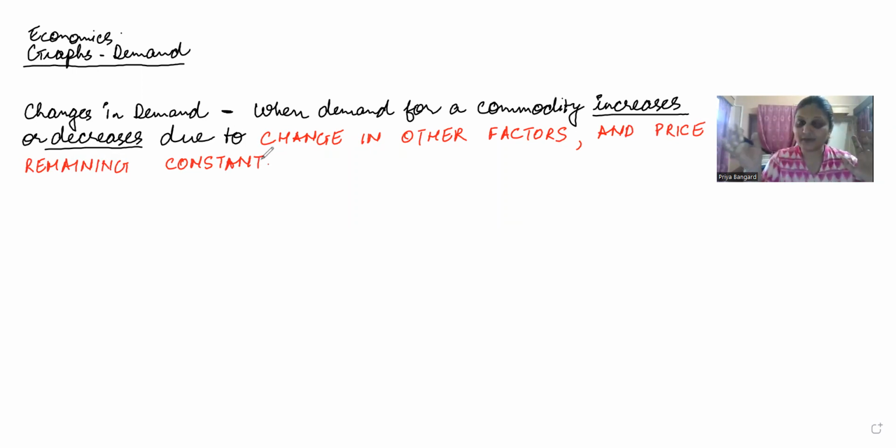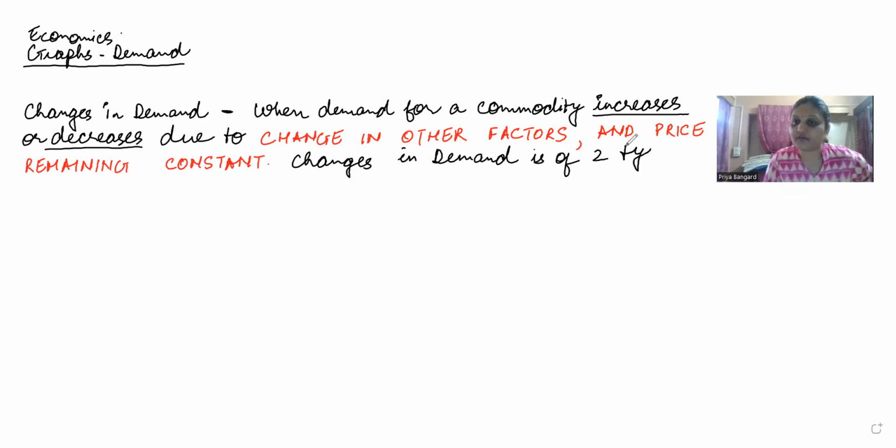So variation in demand में price changes, other factors remain constant. Whereas changes in demand में other factors change, but price remains constant. This is a very important distinction for your objective questions also. So changes in demand is of two types.